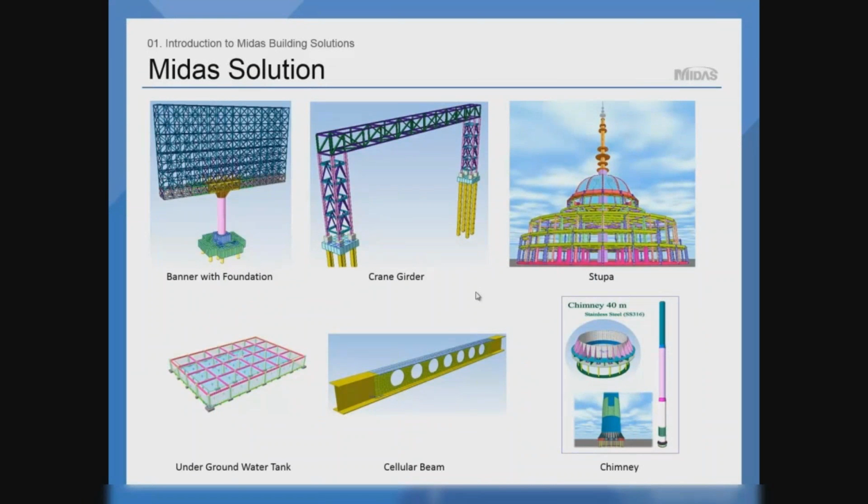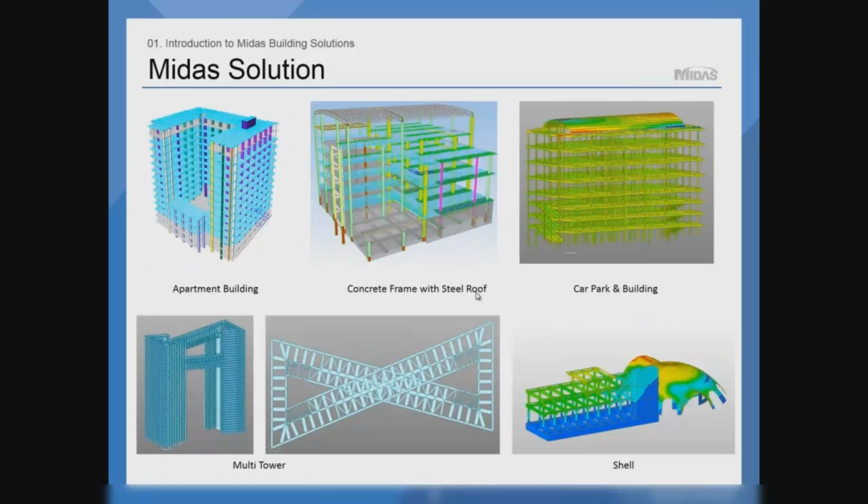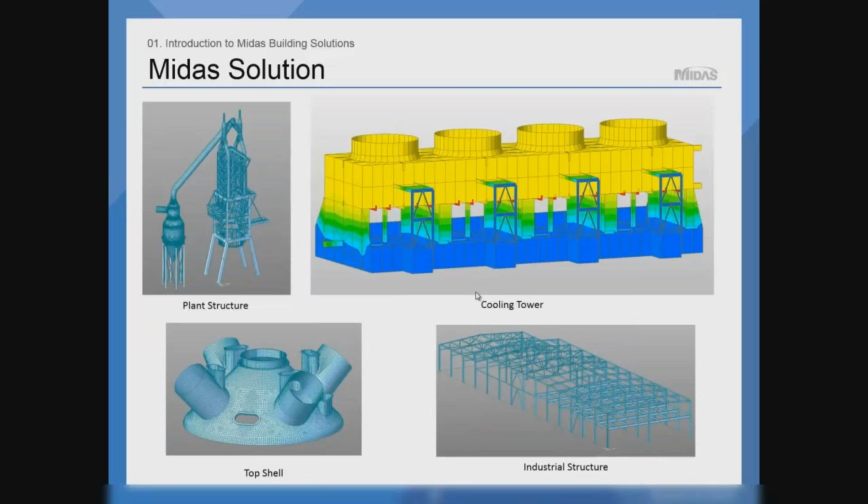By using Midas Gen you can model the crane girder, dome shape, mistupa, even the underground tank, cellular beams with the web opening, chimney, the apartments, concrete with the steel roof, the car parking building, you can see the ramps are there. Similarly, the multi towers, 2 towers connected. Similarly, the shell means dome shape. This is the plant structure, cooling tower, top shell, industrial structure. So these are the structures you can do by using Midas.